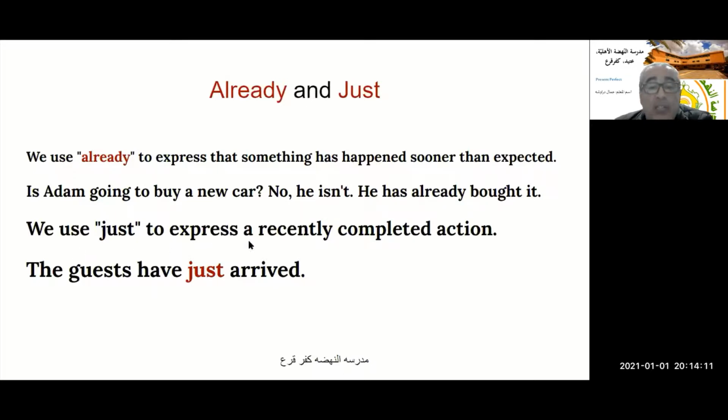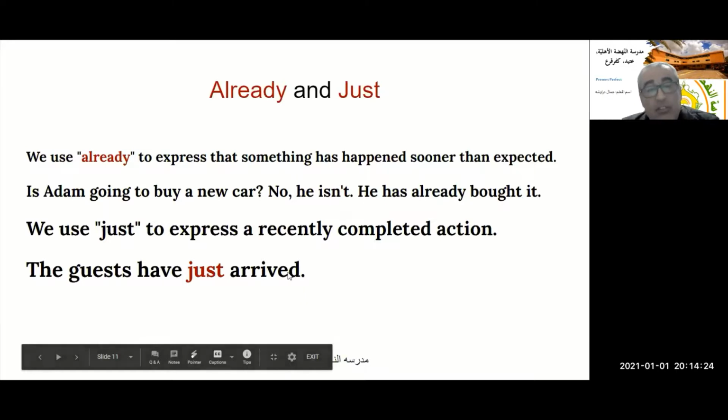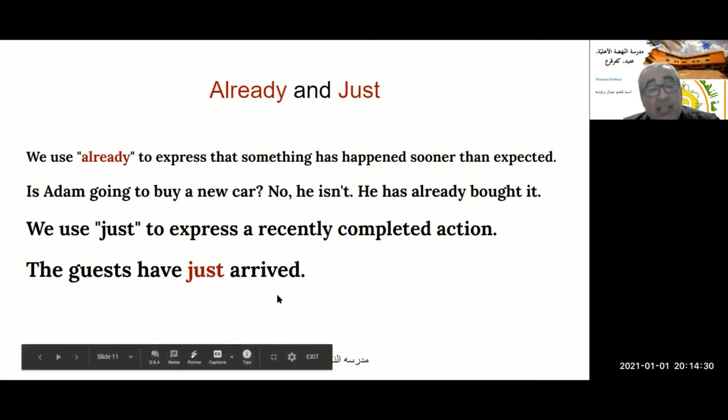We use just to express a recently completed action, an action that was completed very recently, not far away from now, from the present. The guests have just arrived. I am talking to my friend on the phone, and he's asking me, do you have guests? I say, yes, the guests have just arrived.